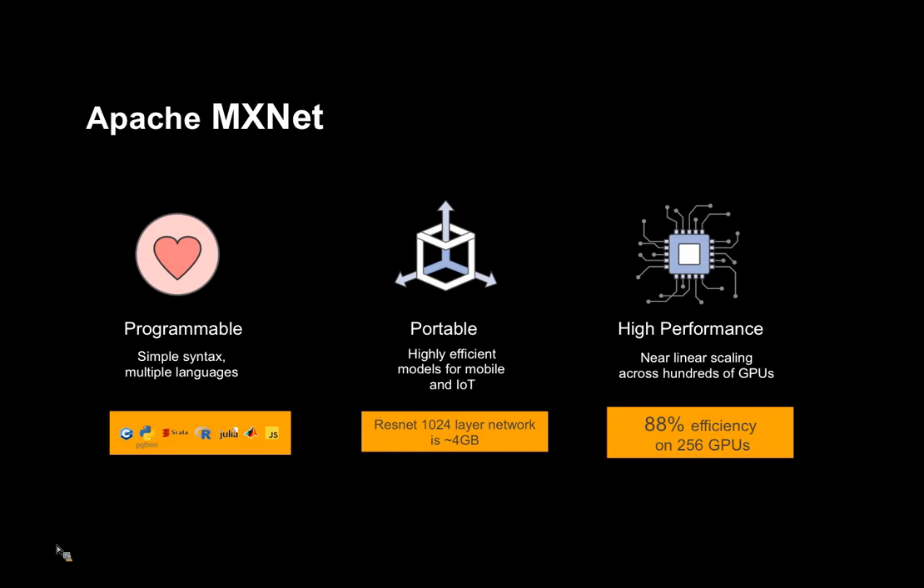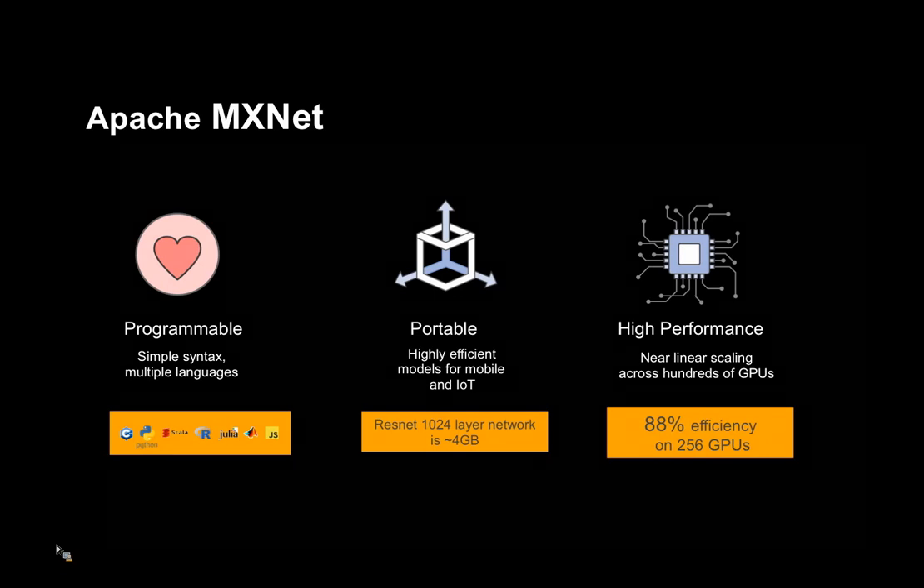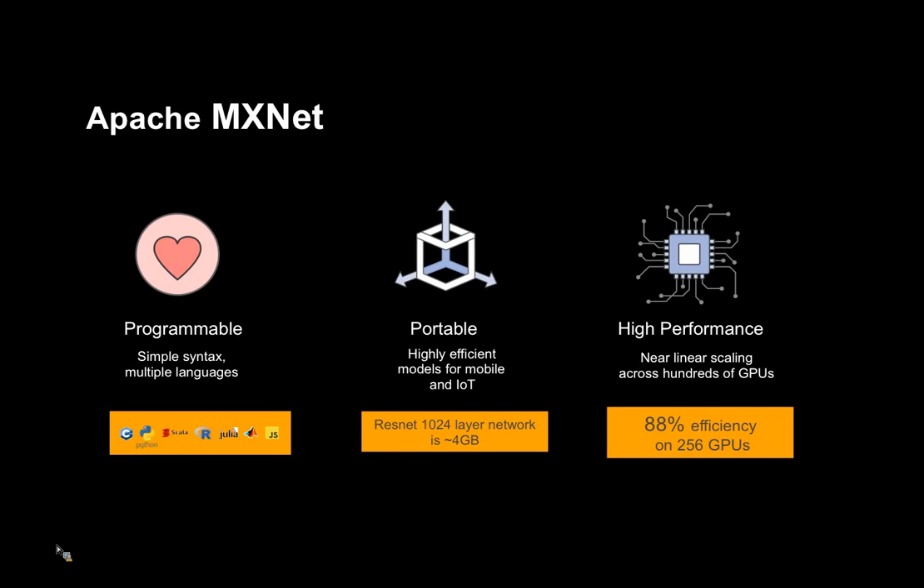MXNet is an open source project that recently got accepted to the Apache incubator. We here at AWS and Amazon have chosen Apache MXNet as our deep learning framework of choice, and the 3 main reasons why were programmability, portability, and performance. MXNet has a wide array of languages that you can code in, like Python, C++, Scala, Julia, MATLAB, etc. So we can develop highly efficient models for mobile and IoT applications. For example, a ResNet 1000-layer network is approximately 4 gigs, and we have been able to run MXNet on a Raspberry Pi.